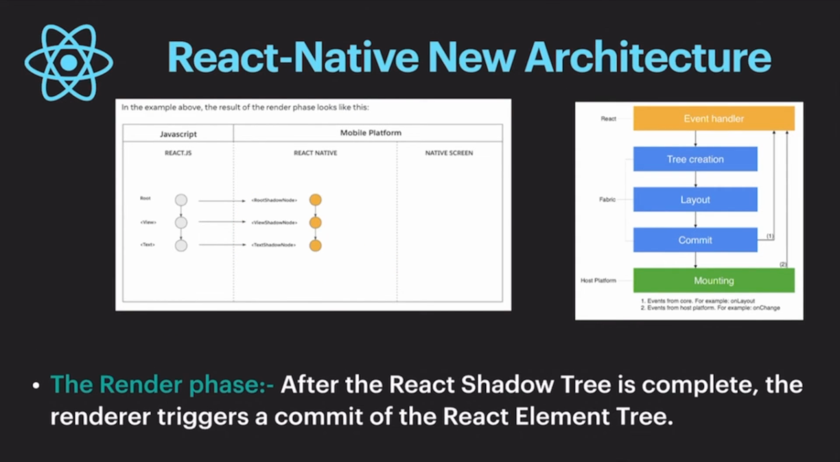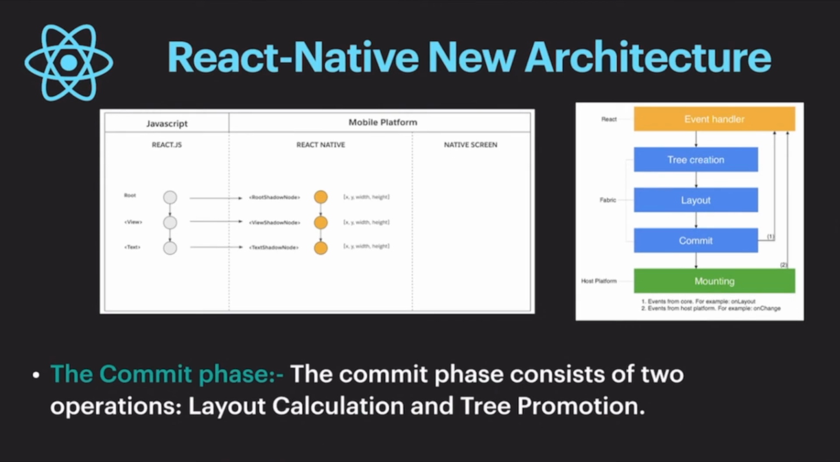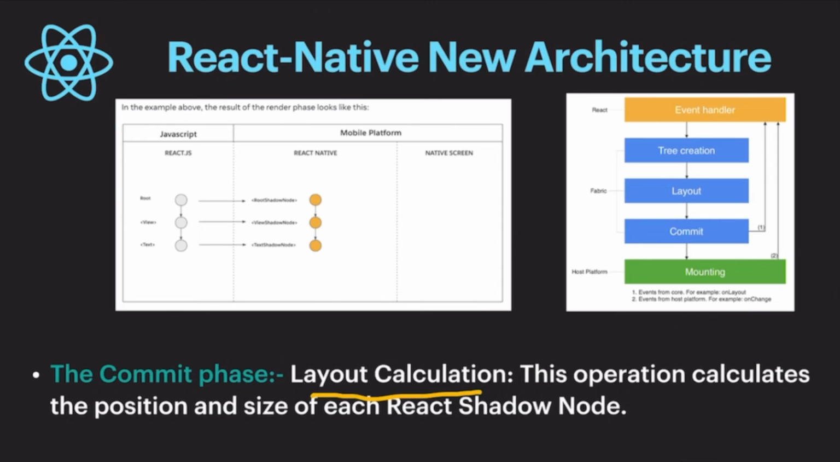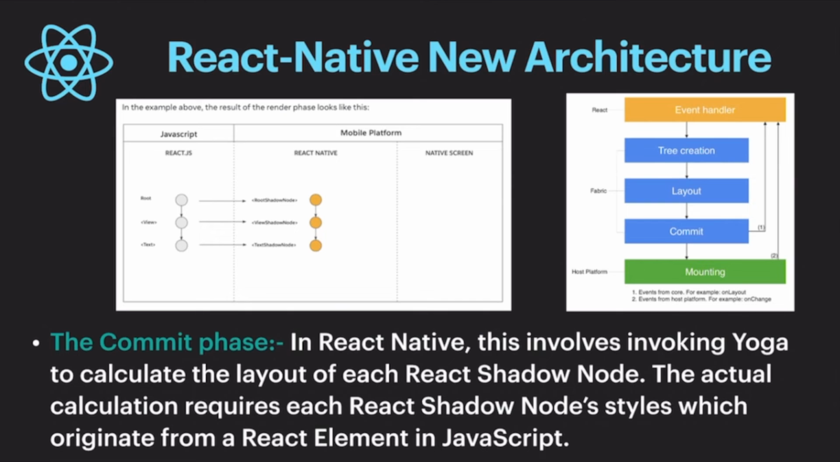So after the React shadow tree is complete, the renderer triggers a commit of the React element tree. The commit phase consists of two operations: layout calculation and tree promotion. Layout calculation calculates the position and size of each React shadow node. So suppose this is a React shadow node, the commit phase will calculate the size and position of this React shadow node. In React Native, this involves invoking Yoga to calculate, requiring each React shadow node's styles, which originate from React elements in JavaScript.